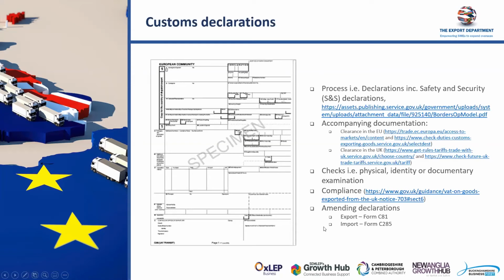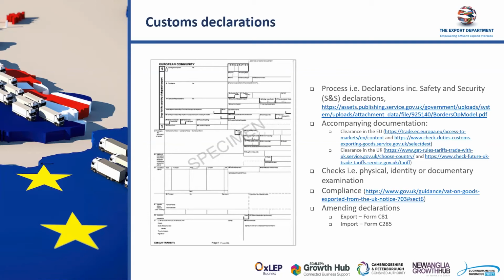Just before I move on to the next slide, one thing I did want to mention, and I said it in the very beginning, was when we've submitted a declaration and it's been processed and we later find out that there's an error. HMRC have two online forms. It's the form C81 for export and the form C285 for import.